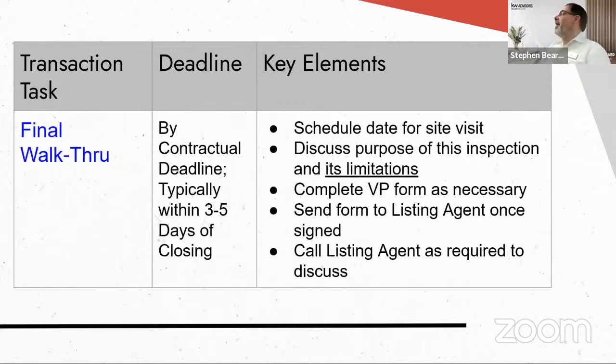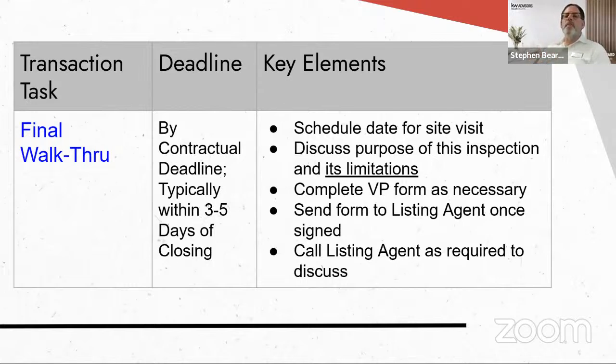Final walkthrough. Now we're getting to the end. All the contingencies have been removed. Now we're gearing up to closing, right? So the first thing you're going to do within 3 to 5 days of closing is a final walkthrough. The final walkthrough is required by the purchase agreement, non-negotiable. It's in the purchase agreement. So you want to schedule a date for the site visit with your buyers.